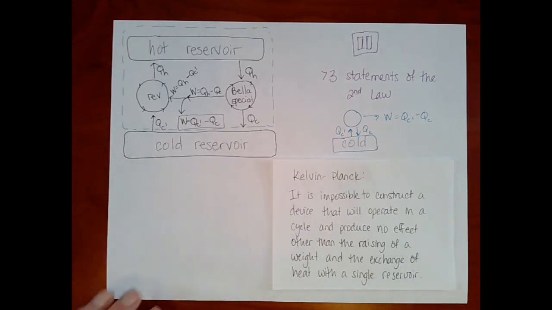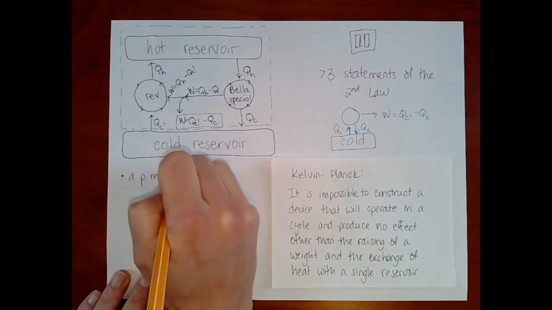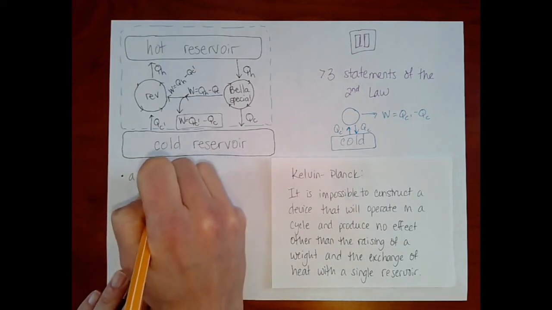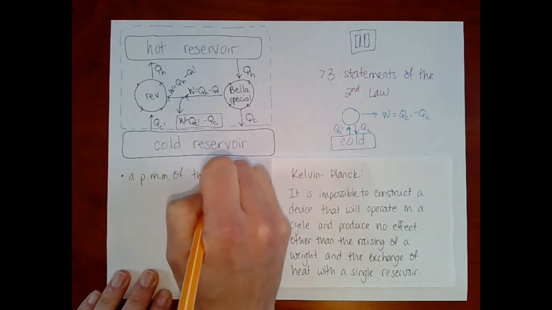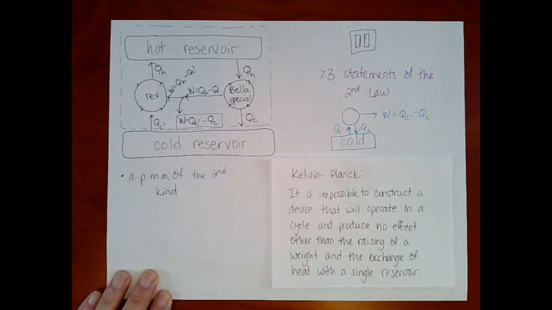This particular perpetual motion machine is called a perpetual motion machine of the second kind. If you're curious, you can read about the other two, the first and third kinds.